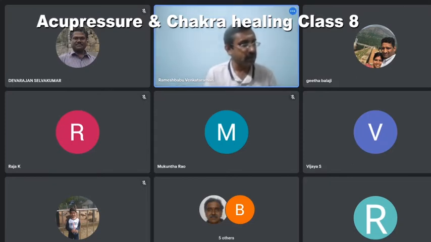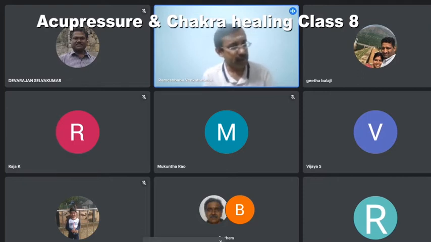First point is UB60, that is fire point. Then UB65 is wood point. UB66 is water point, and UB67 is metal point. And UB40 is earth point. I'll repeat again. UB40 is earth point, UB60 is fire point, UB65 is wood point, UB66 is water point, UB67 is metal point.